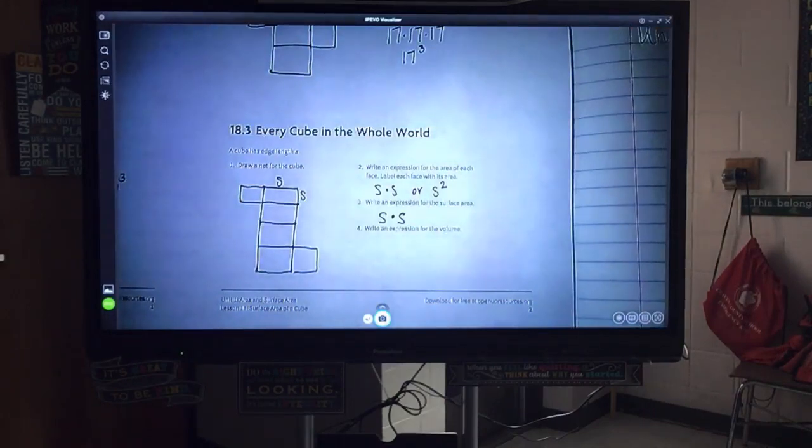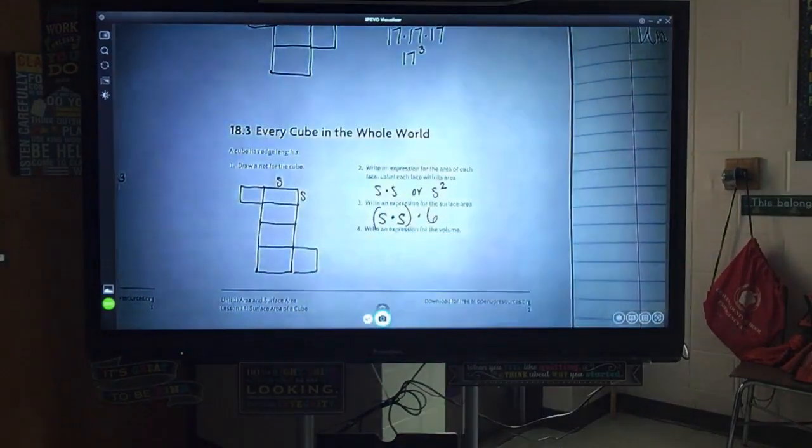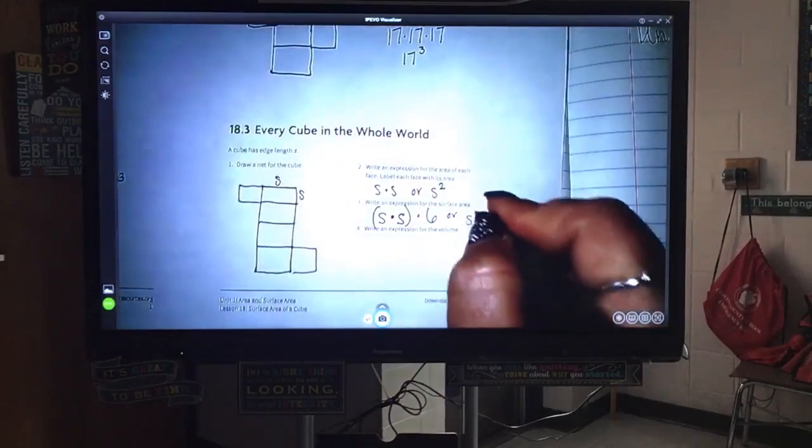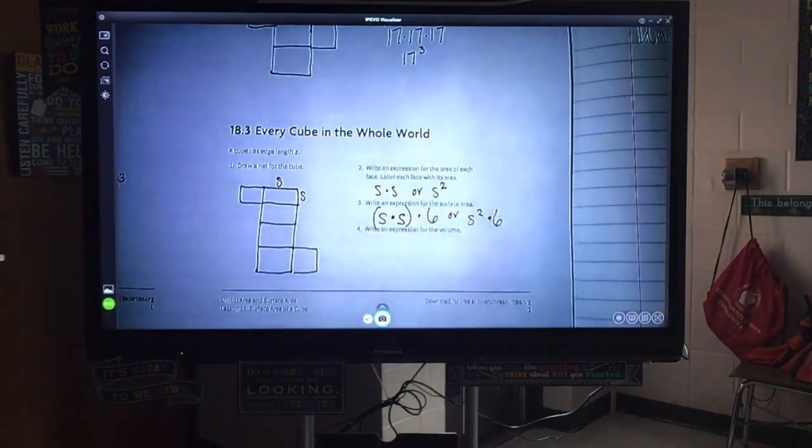How many squares do we have that make up this net? 6. So then what do we need to multiply S times S by? 6. Yep. And if you're going to do it this way, I would just put parentheses around that. Or how else can you write this? Cooper. S to the power of 2 times 6. So either way is perfectly fine.